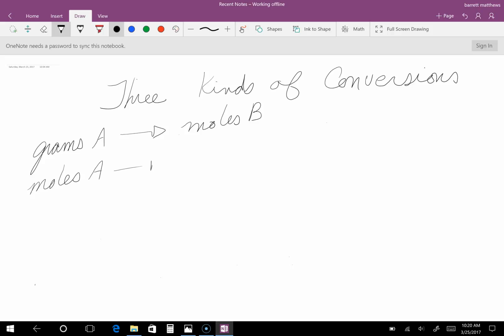Another one, which is very simple, is moles A to moles B of another compound. The longest conversion goes from grams A of the given to grams B of the unknown. There'll be more videos to come showing each of these conversions.